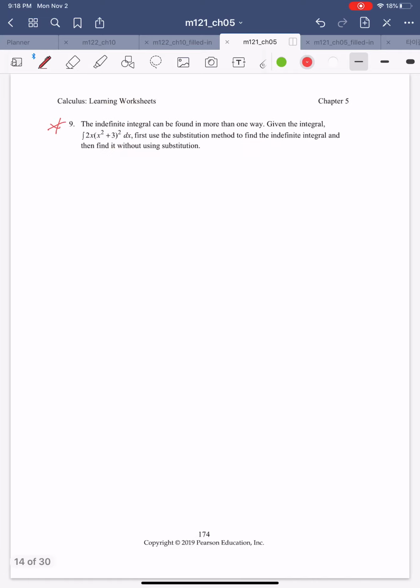Okay, all right, here's the last problem, okay? Let's take a look at number 9. The indefinite integral can be found in more than one way. Given the integral 2x times x squared plus 3 whole thing squared dx, first use the substitution method and then find it without using the substitution. Okay.